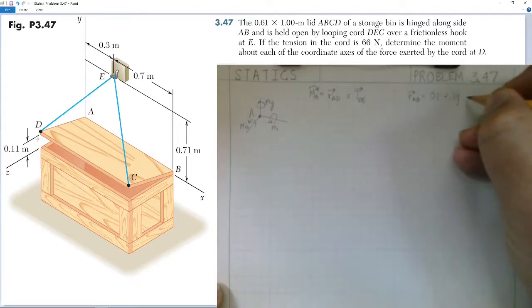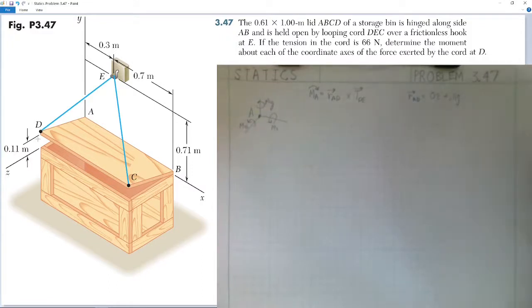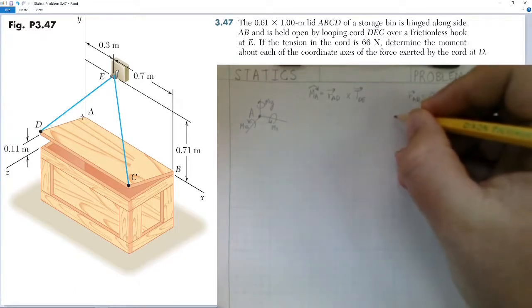And then in the k-hat direction, we're going to have to do a little bit of trigonometry, or a little bit of algebra, I should say. If we notice this lid is open, we don't know this distance going in the z-axis direction. So what we'll have to do is a little bit of Pythagorean theorem. We know the distance vertically is 0.11 meters, and we know the distance of the lid, this hypotenuse, is 0.61 meters.